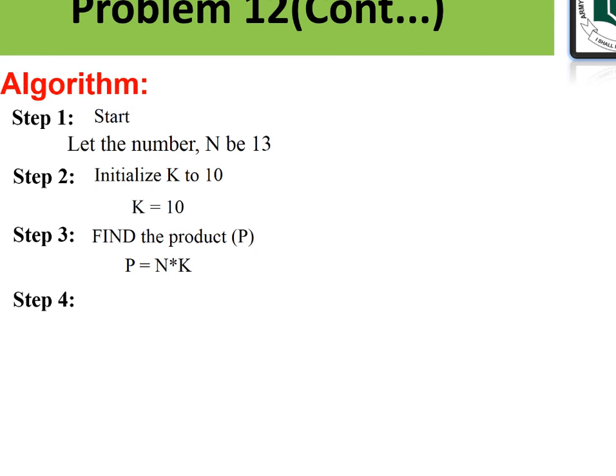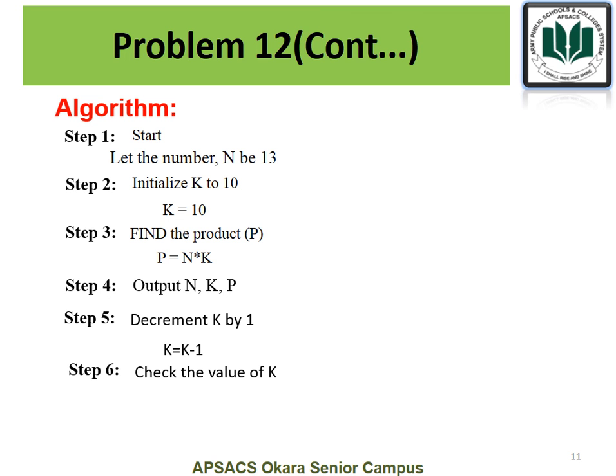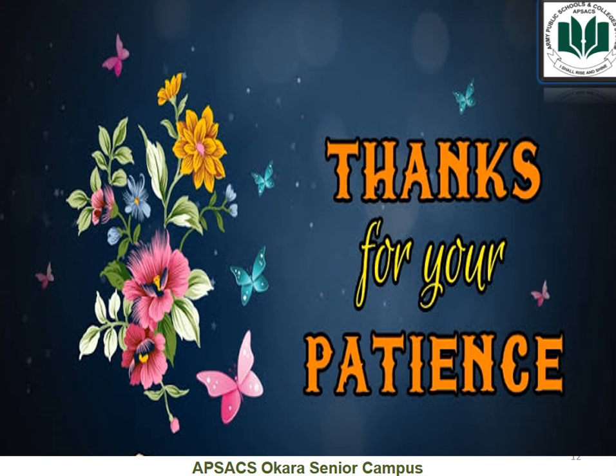After that, step number 5, decrement k by 1. We will be decrementing k by 1 and taking the value of k. K is equal to k minus 1. Step number 6, check if the value of k is greater than or equal to 1. Then we will move to step number 3. Otherwise, move to step number 7. Then stop.